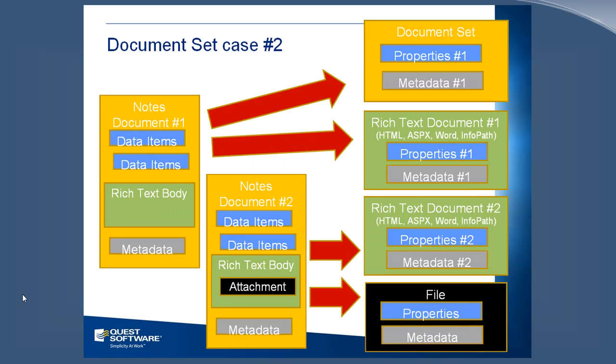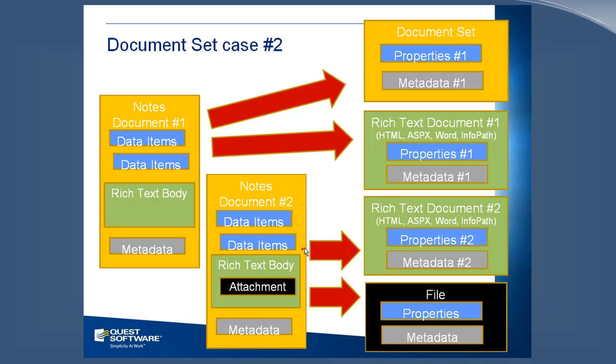And the other case is where you're going to take multiple notes documents and merge them into one single document set. So in this case, when we migrate the first document, that's when we generate the document set. And so all the properties of the document set header come from whatever you mapped out of document one. And then we're going to take this rich text field and make that an element inside the document set just like before, and that will have properties that came out of this document.